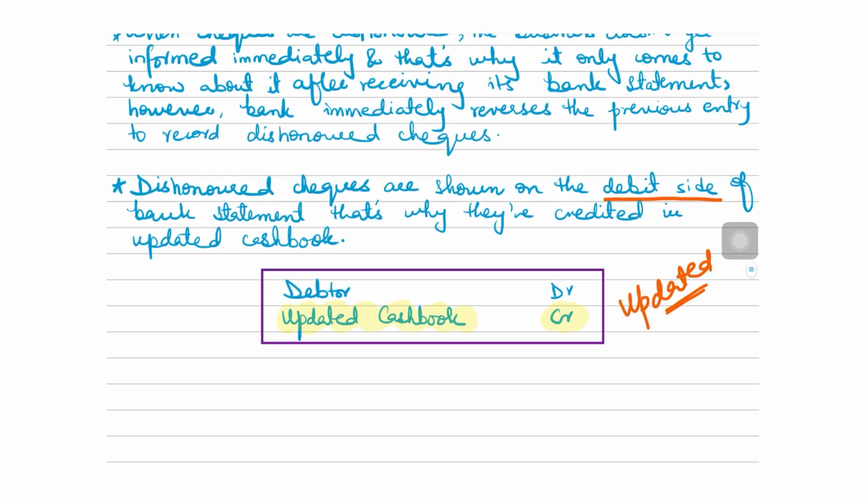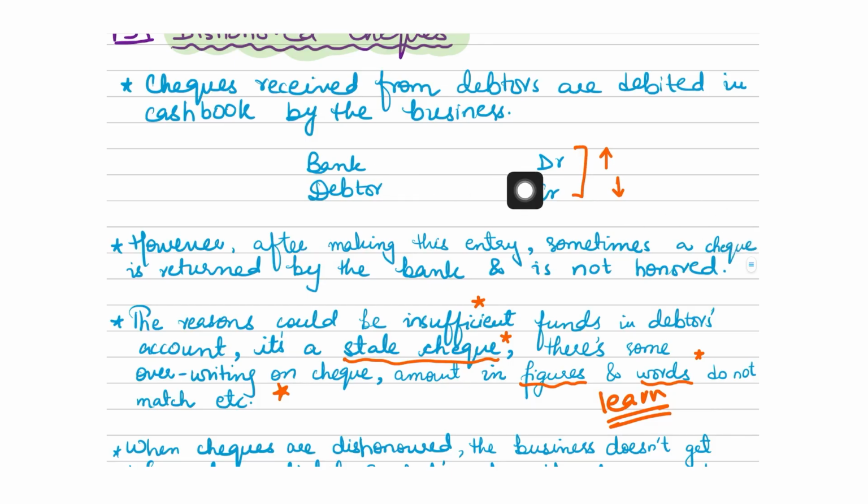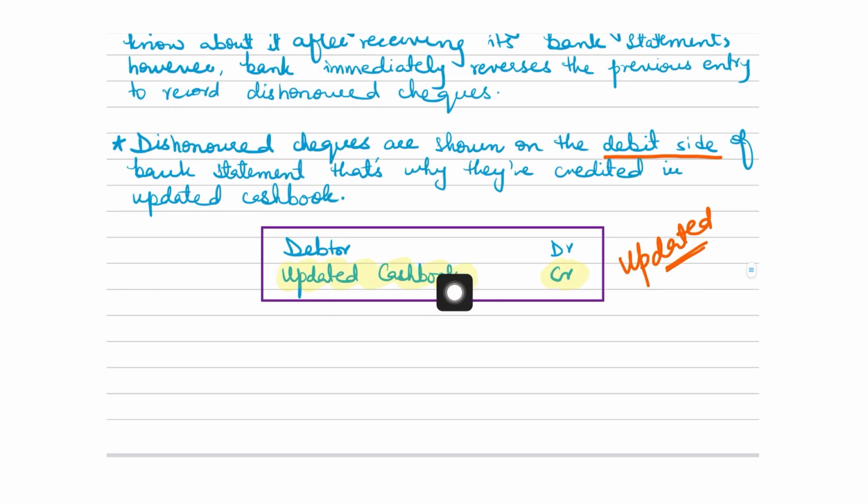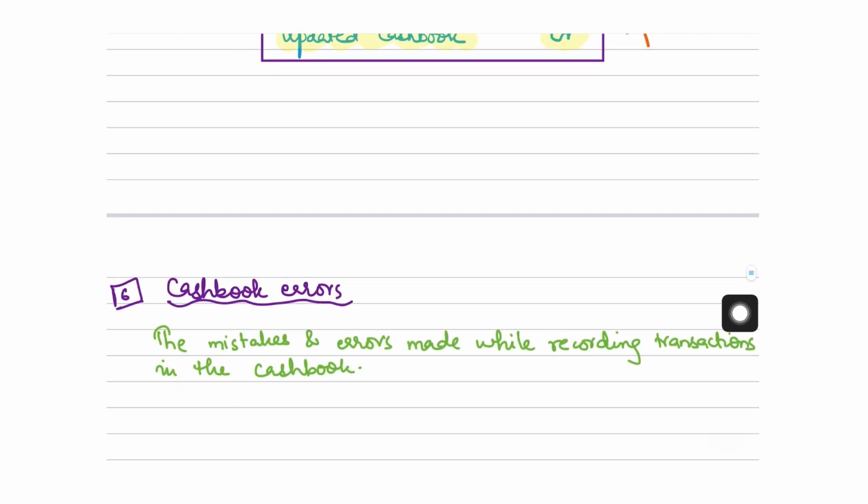And how do we do that? We made the entry to record the check by debiting bank and crediting the debtor. Now we just have to reverse this double entry, so that the debtor's balance comes back to its original value, as we haven't received anything from the debtor yet. So the debtor will again be debited and my updated cash book will be credited to record a dishonored check. Now the updated cash book is being credited. This means that I will find a dishonored check on the debit side of my bank statement. That is why it will be credited in the updated cash book.